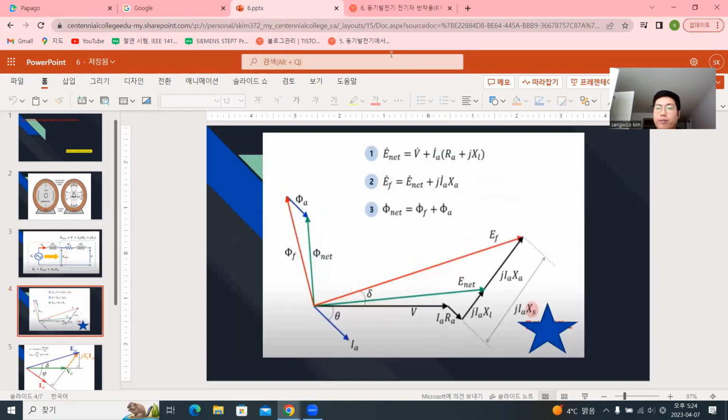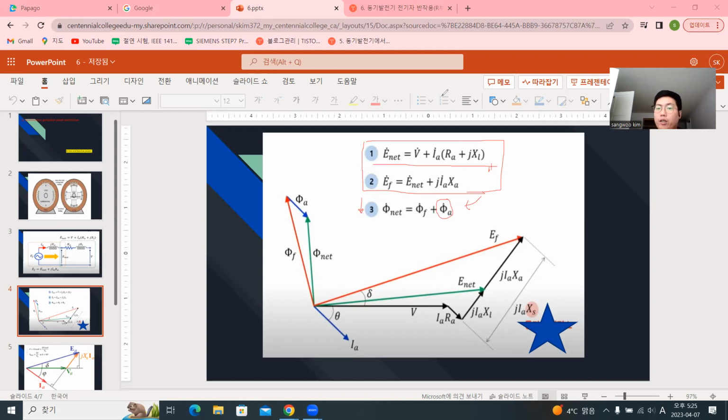So I will explain. First of all, we made the voltage equation, right? Remember this part: depending on the load, the armature reaction happens. If it's an inductive load, the net is going to be smaller. The magnitude is decreased. I will show you, so look at that.